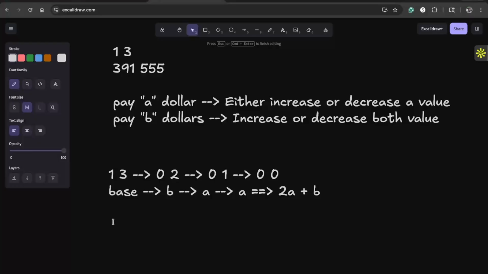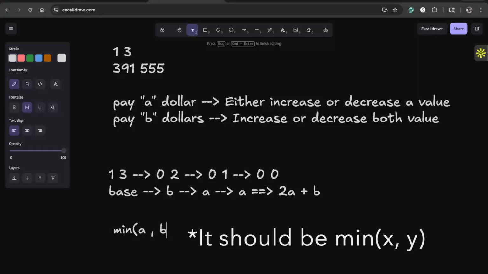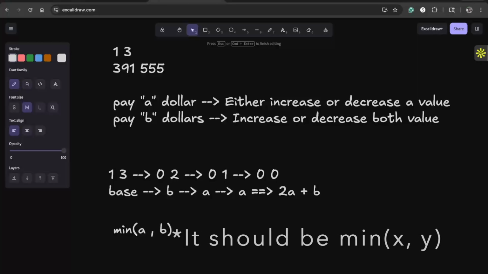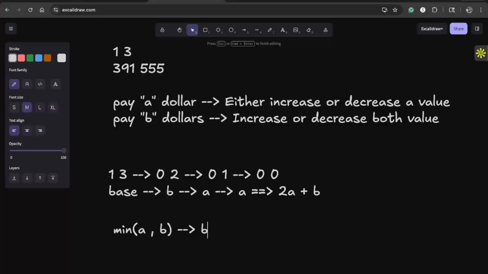Let's try to generalize this. You can see that we paid the b dollar scenario once because the minimum of the values between 1 and 3 was 1, and we only needed to pay the b dollars to get us to 0 one time. So if we wanted to generalize this, we can say that we will perform the b operation the minimum of x or y times, and the rest of the operations will be dictated by this.